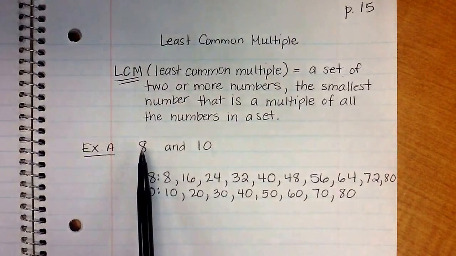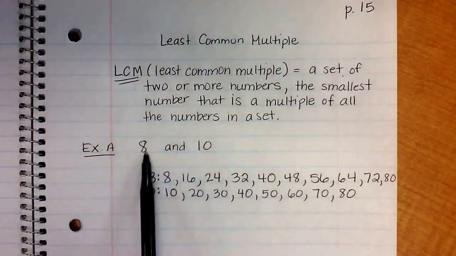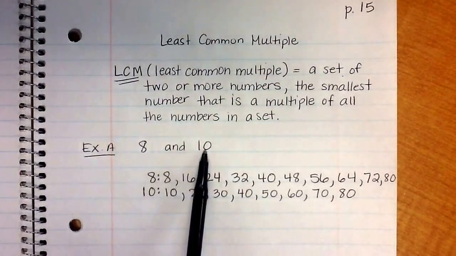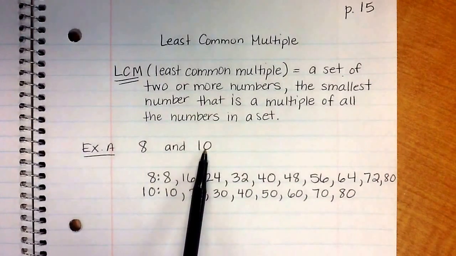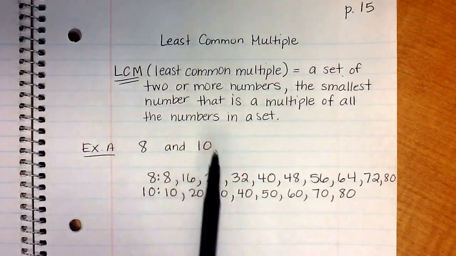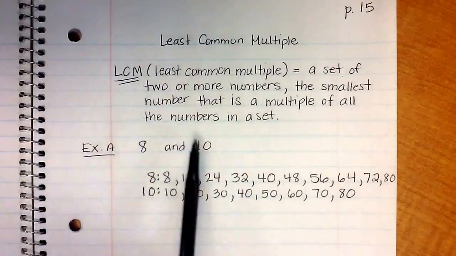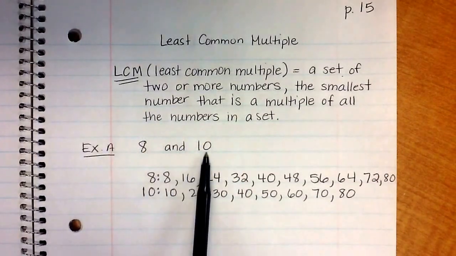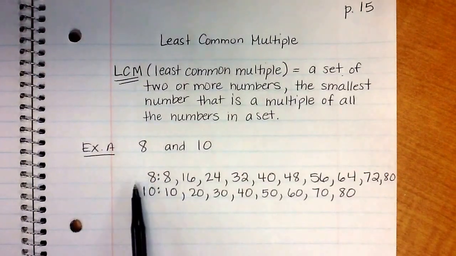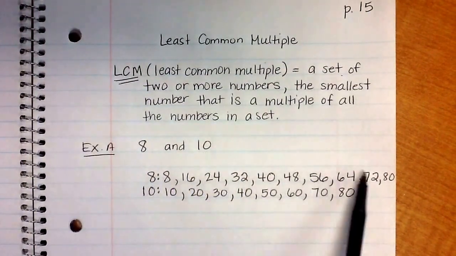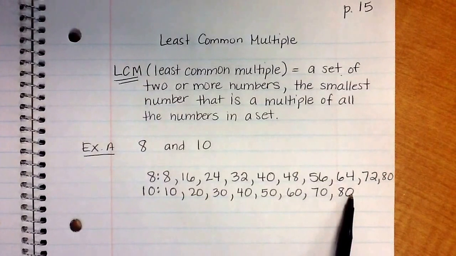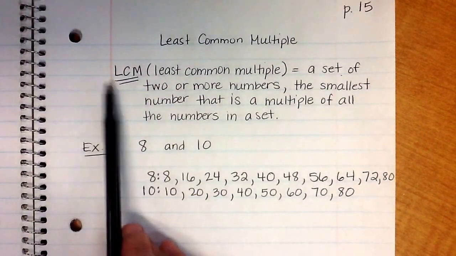So a lot of times, people, when they're trying to find a common multiple, they'll just multiply these two numbers together and get 80. But that's not necessarily the least common multiple. That's what you do when you can't figure it out any other way. You would multiply these two numbers together. For this method, we're going to be finding the multiples of 8, finding the multiples of 10, and then we're going to find the least one that they have in common.